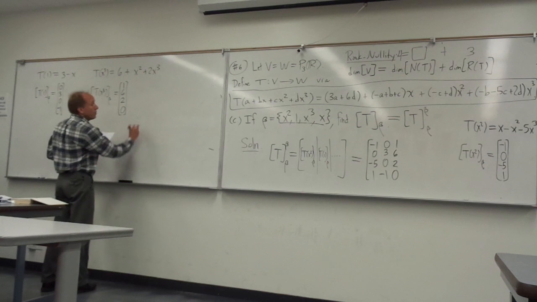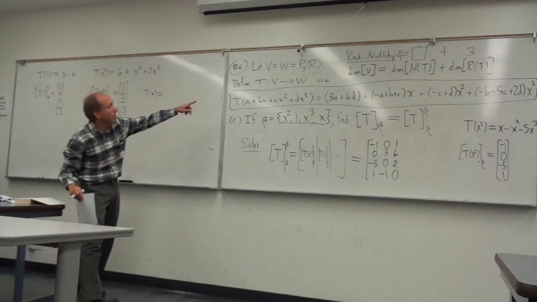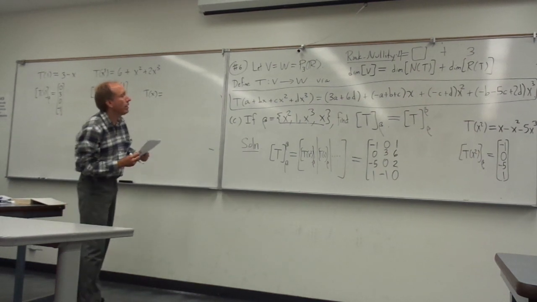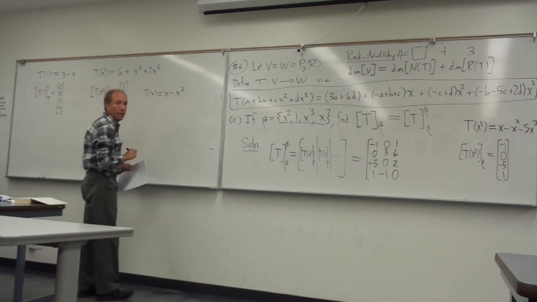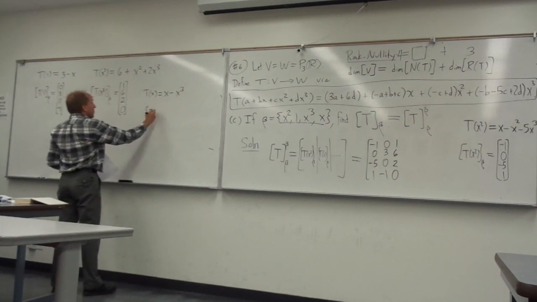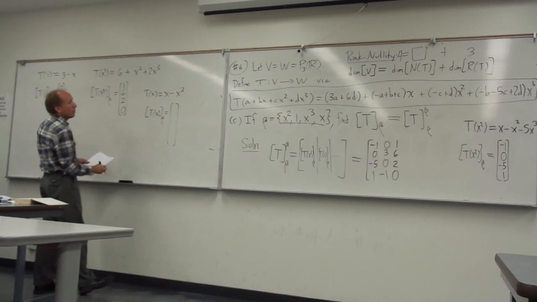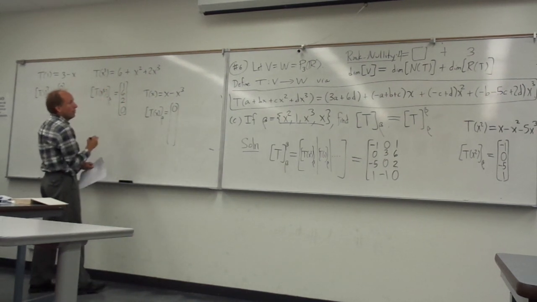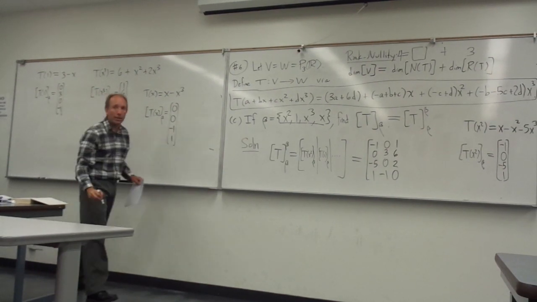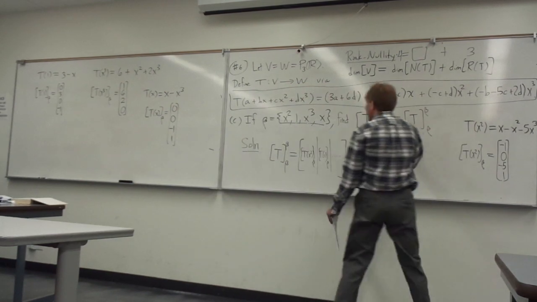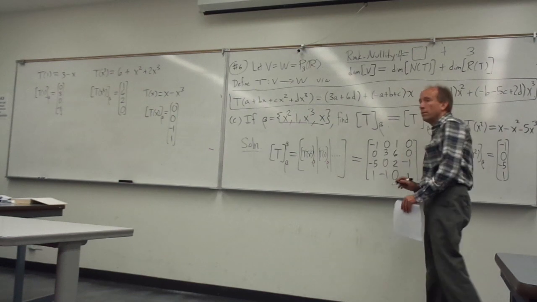Finally, I have to do T of x. I'm almost done, guys. So T of x is going to be, if I put b equal to 1, x minus x cubed. Okay? So if I write down that coordinate vector relative to beta, I've got to put x squared first. That's 0. Constant term is also 0. The x cubed term is negative 1, and the x term is 1. So we get 0, 0, negative 1, and 1. Okay?